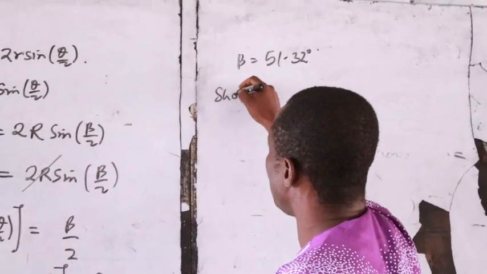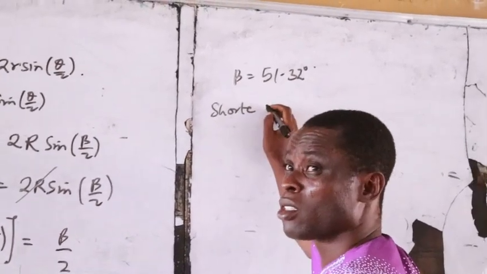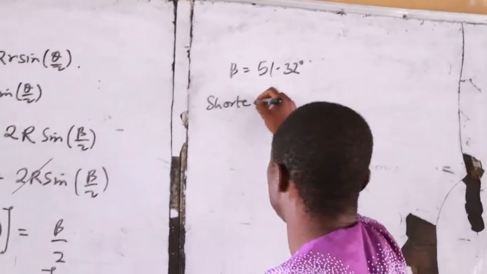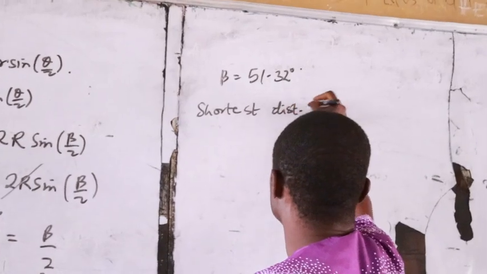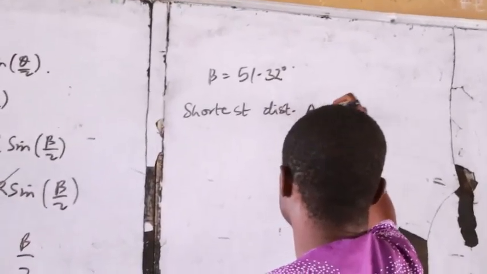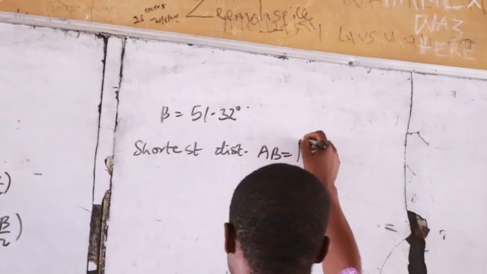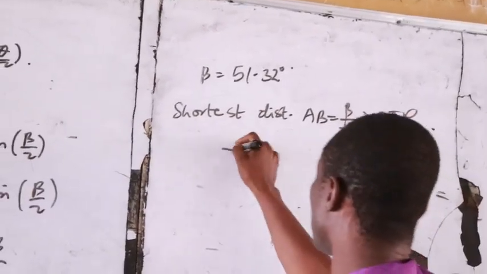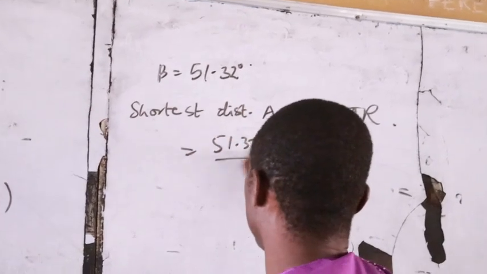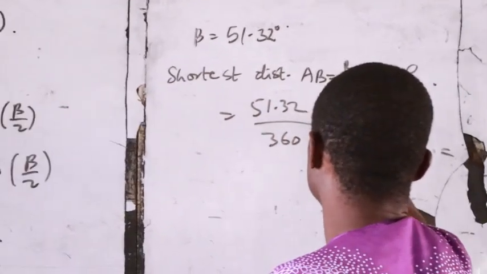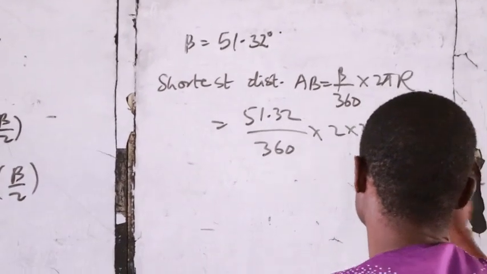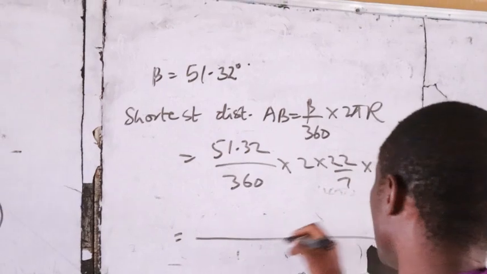shortest distance AB. Is that not the question? What do we have as question B? Shortest distance AB is equal to beta, not theta, beta over 360 times 2 pi r, where beta is 51.32 all over 360 times 2 times 22 over 7 times 6,400. Now multiply all the numerators together.